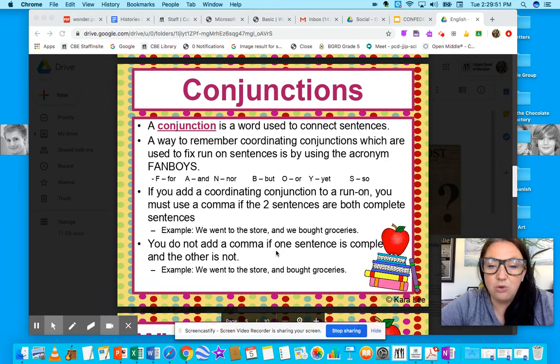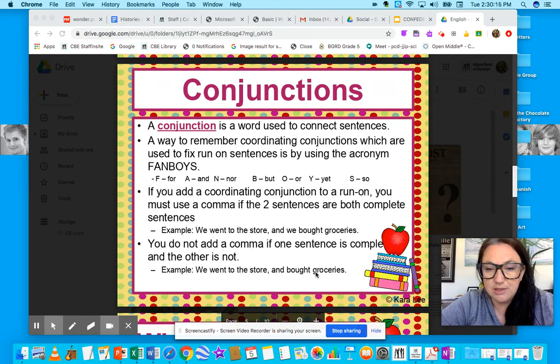If you are adding a coordinating conjunction to a run-on, you must use a comma if the 2 sentences are both complete sentences, which we just went over. So, we went to the store, comma, and we brought groceries. So you see how the comma is before the conjunction. You do not add a comma if one sentence is complete and the other is not.